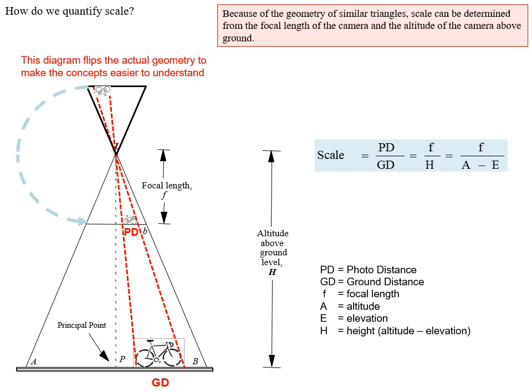So let's look at the other distances that we're identifying here. So we have ground distance at bottom, so the length of a bicycle. We can now see we're simply scaling to the photo distance on that flipped photo. And then as we go through the lens, we can see on the original negative, we've just scaled it and flipped it.